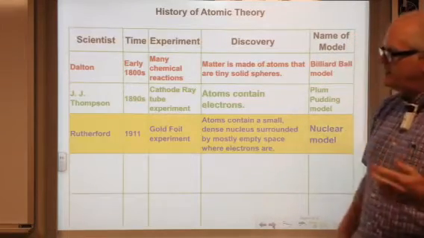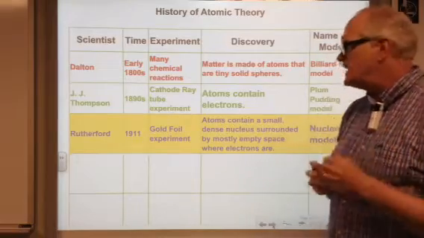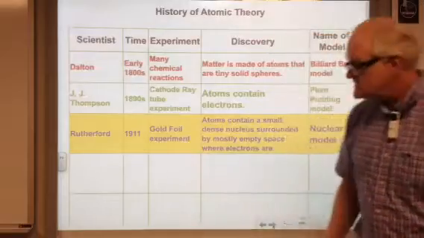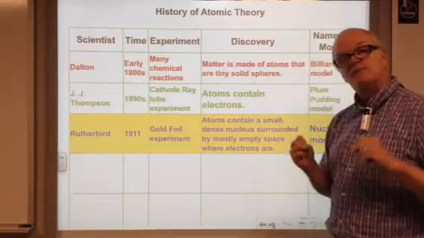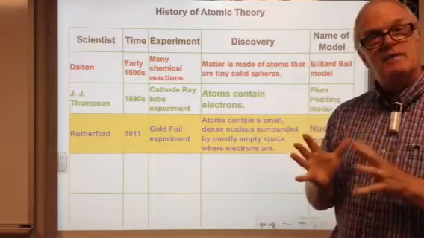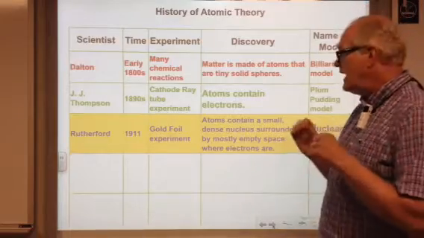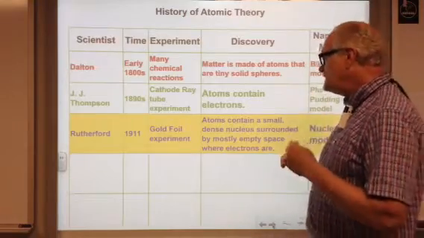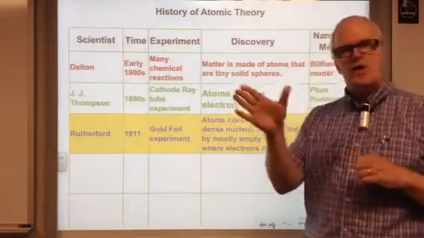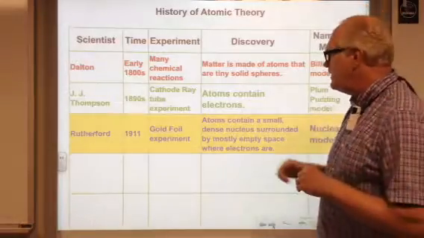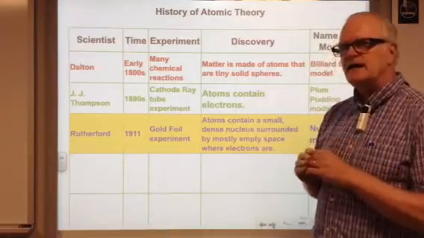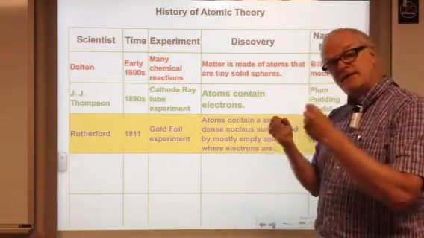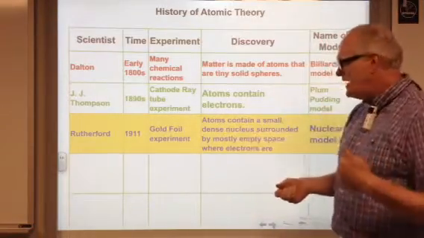A few years later, around 1910 or so, Ernest Rutherford does his very famous experiment. His experiment is the gold foil experiment. He directed a stream of alpha particles at a very thin piece of gold foil, and found that many of those particles went straight through the gold foil. A few of them curved slightly, and even fewer still, but a countable number, bounced straight back.